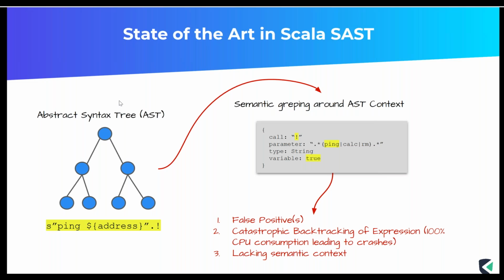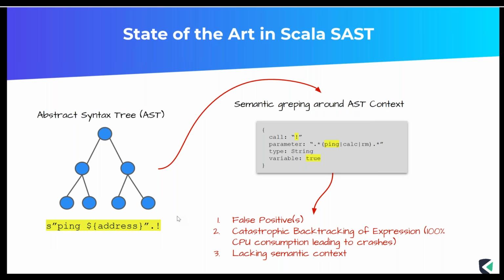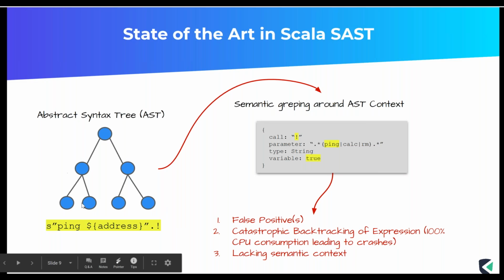What happens when compilers work is they take this high-level code, like "ping $address".!, and break it down to tokens, and then create a tree structure. Then they go through the tree structure to make sense of it. So we parse the output of the compilers into this format, and we can then make some sense of it, and we start grepping it.